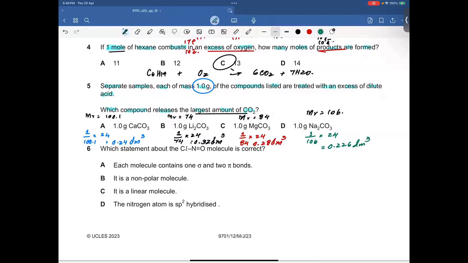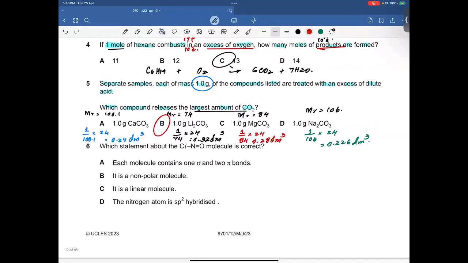So the largest amount among these options has to be in B, which is why B is going to be the right answer. You can also find the largest amount in terms of mass of carbon dioxide, but the concept is never going to change, and option B will remain the same.